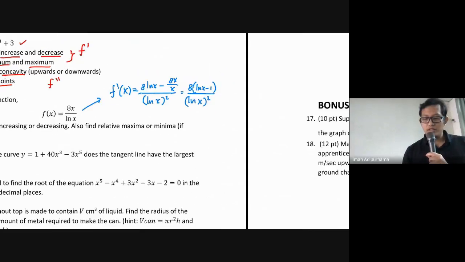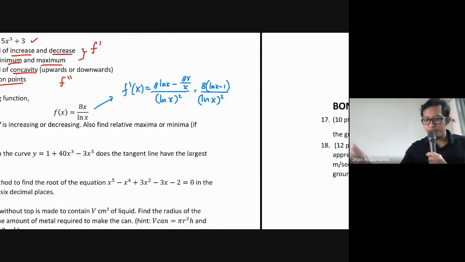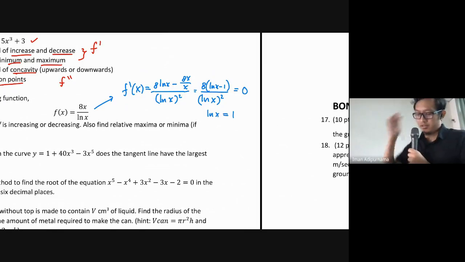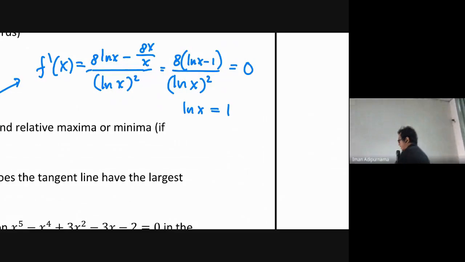Okay, you get this, and then maybe you're attempting to use the condition 0 to look for the x, the critical point. So you want to find the critical point because it's also asking the max and min, right? So x will be what? ln x is 1, so remember, ln is log e, right? So this should be e. So x is e.